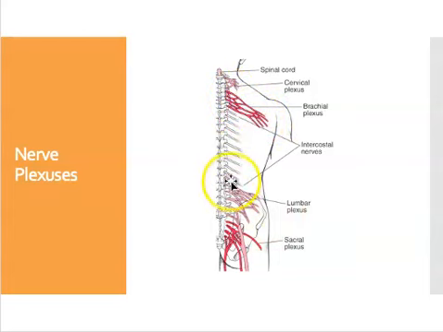In the lumbar area, multiple spinal nerves are involved here. The lumbar spinal nerves are branching, and one of the branches is the anterior ramus. Each one of those anterior rami themselves are going to branch out and create this clustered, tangled web called the lumbar plexus.